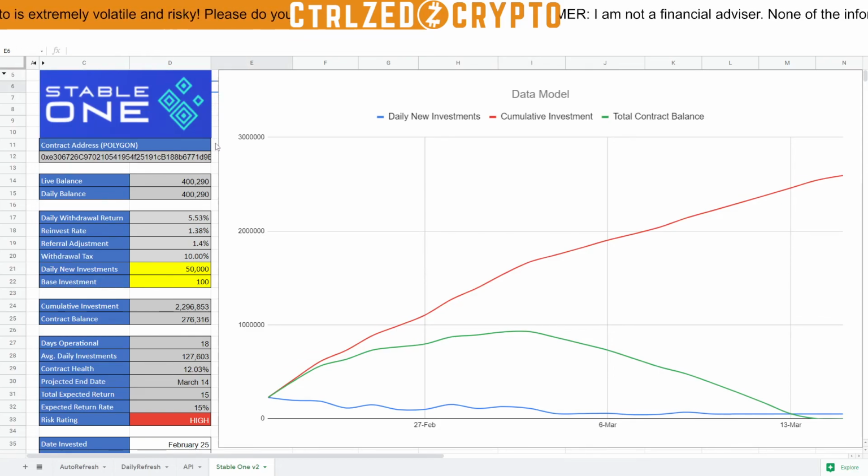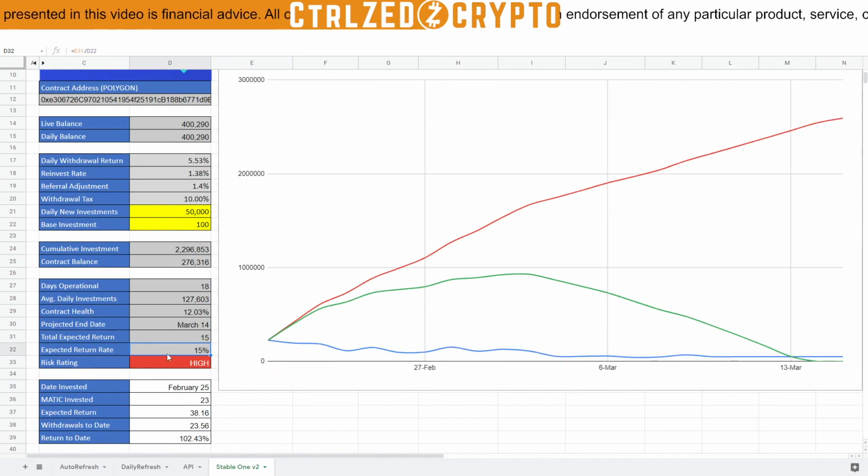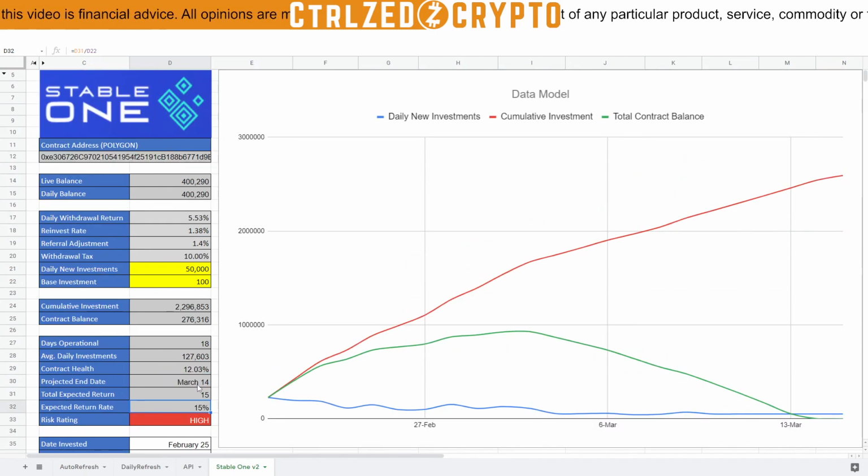Let me know if you think that this is useful, and if you would like to see this kind of information presented for other ROI DApps. And if you think there's any other information that could be gleaned out of these figures that you might want to see. At the moment, I'm focusing on, how long has it got to live? How healthy are the daily deposits? And if you were to put in money today, what's the likelihood of you getting your money back and with profit? So that's about all.